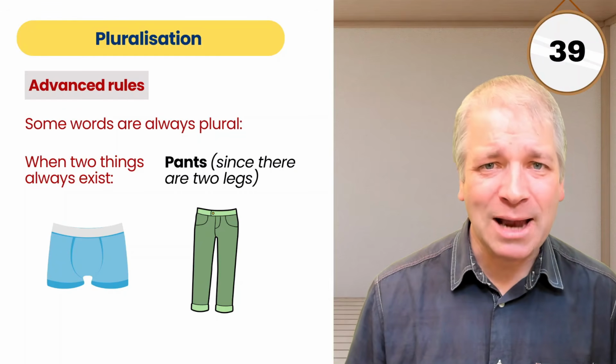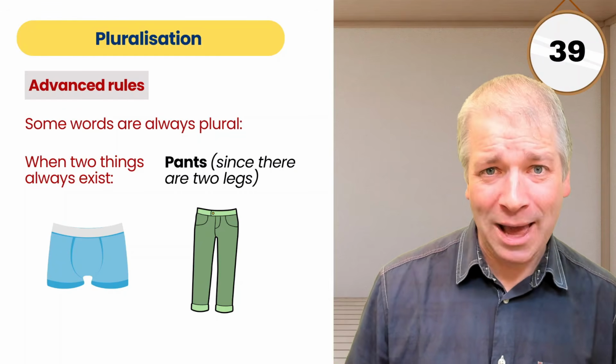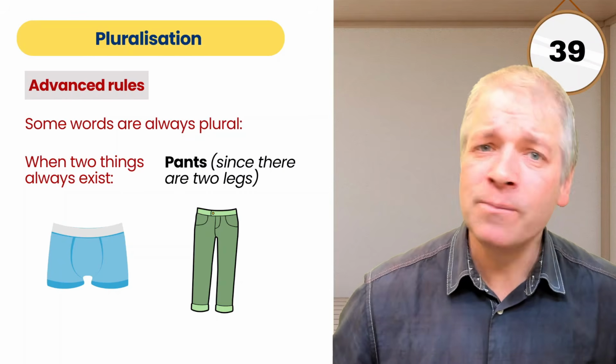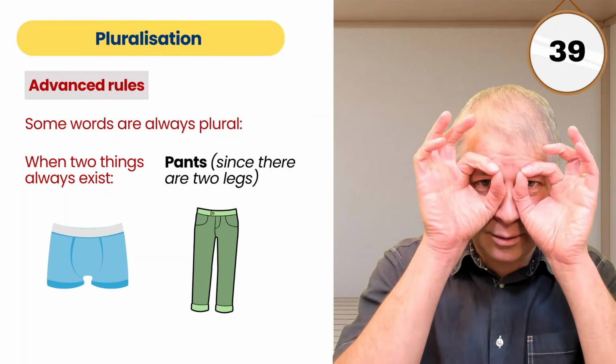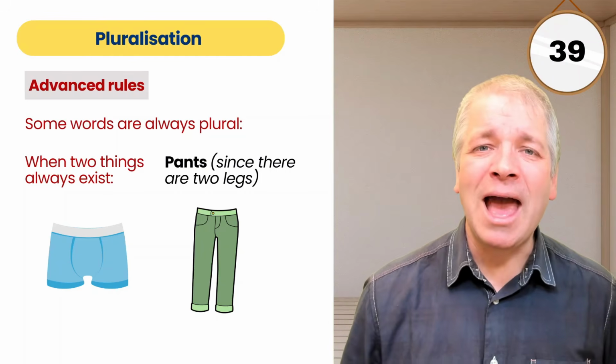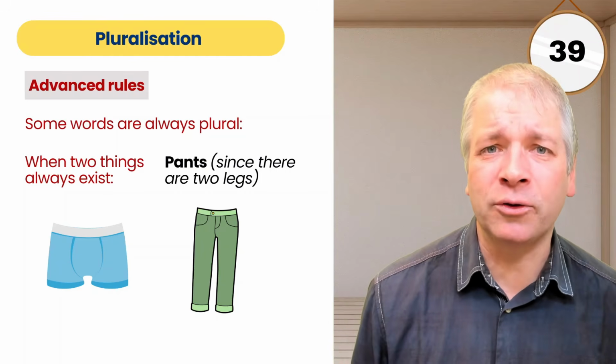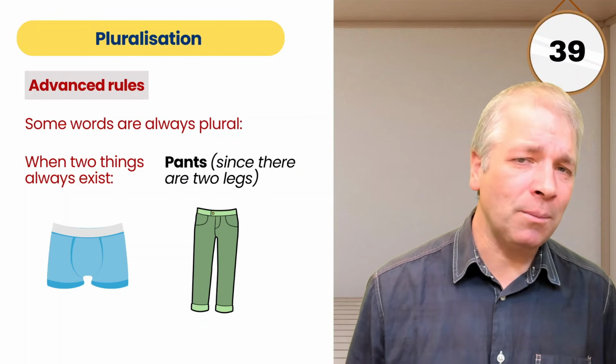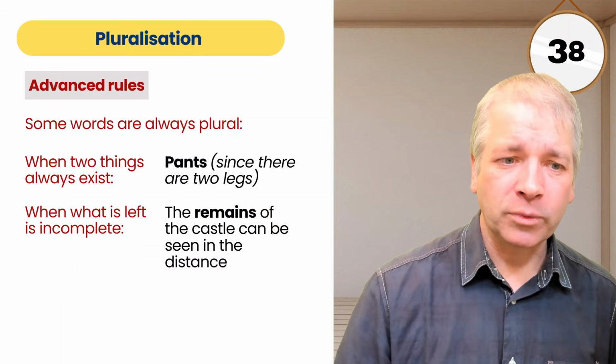So we have pants. Now, pants refers to underwear in Britain, but trousers in America. So be aware of that difference too. And we use this for lots of things. Glasses, binoculars, anything where there are two parts of the body where you put something over or use something with, we will make them always plural.